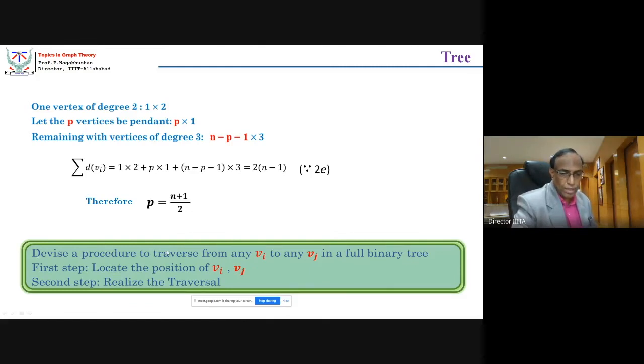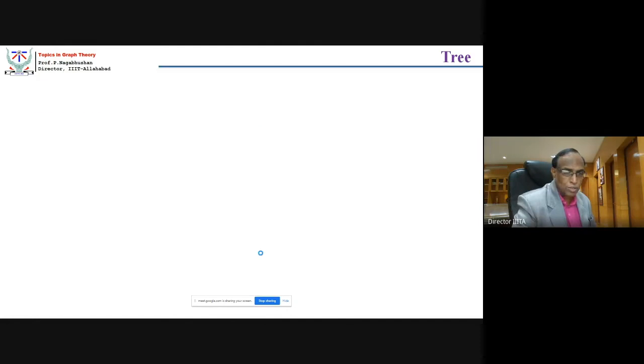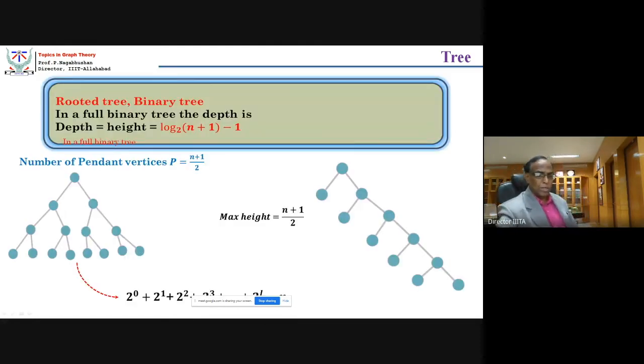Now, the traversal procedure. To traverse from a vertex Vi, I will ask a question. I want you to traverse, let us say, from this vertex to this vertex in this full binary tree. How do you traverse? You know that you cannot traverse downwards because you have got to go here. You have got to traverse upwards, and this is the return point. After that, you have got to go in this direction.